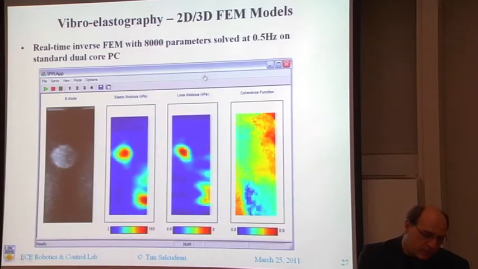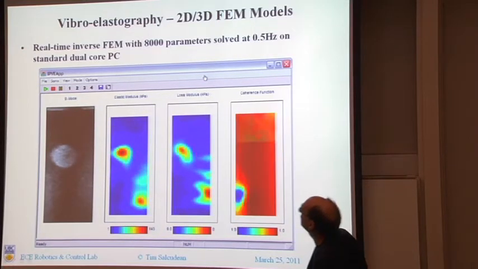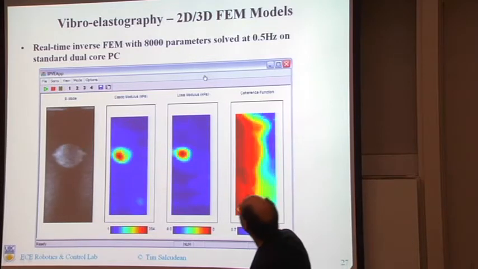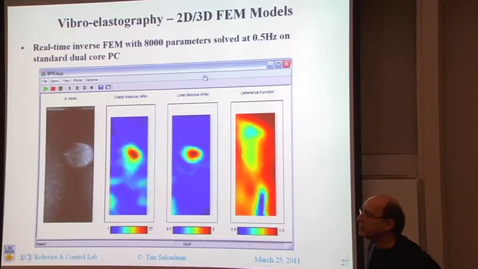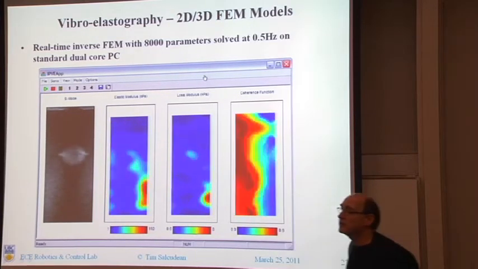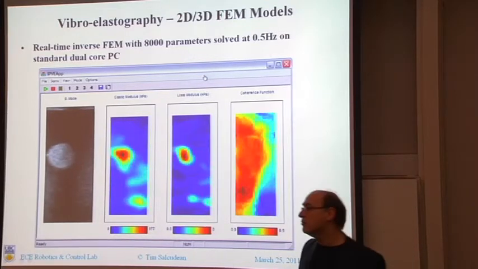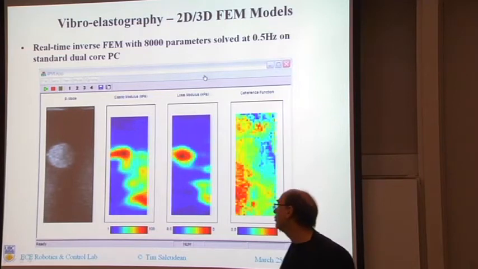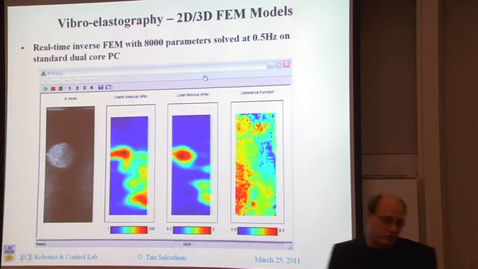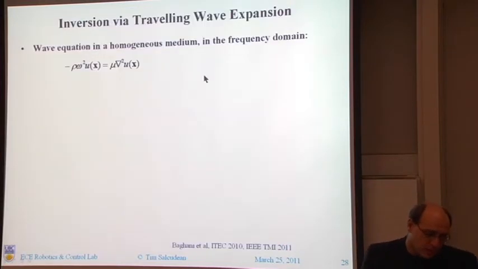Okay, can you do this in real time? Here's a real-time inverse finite element problem solved on a PC with 8,000 parameters, solved roughly once every 2 seconds. And this is without any GPU acceleration. Since this video was produced last August, we now have this GPU accelerated. We'll be able to do this at standard ultrasound machine rates of 10 to 30 hertz using that acceleration.